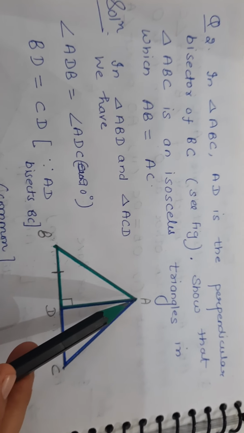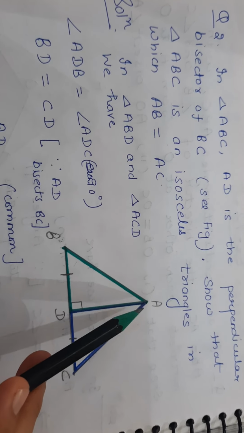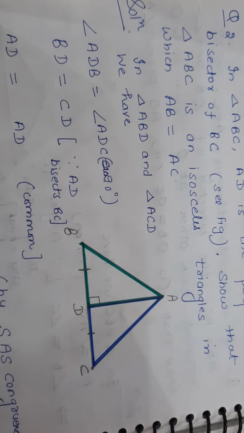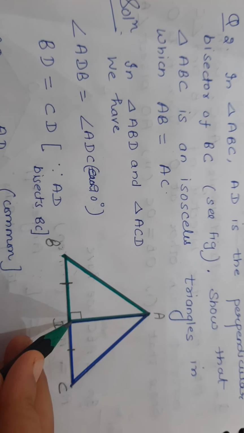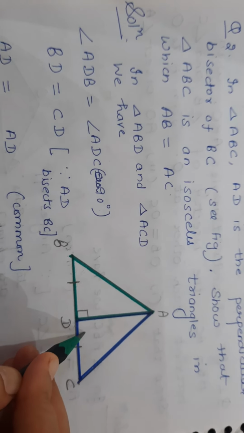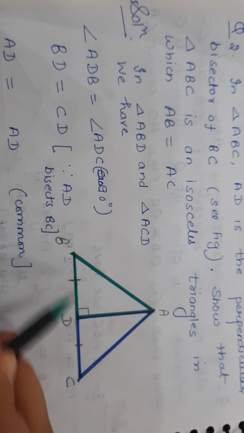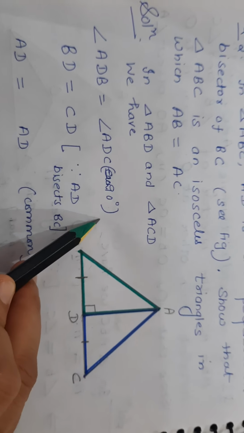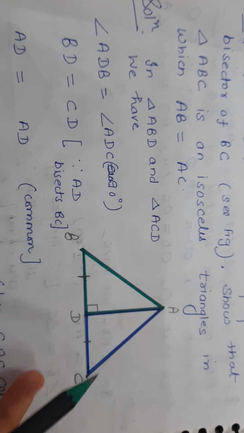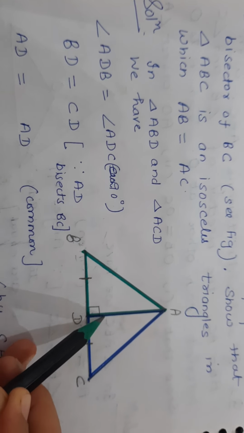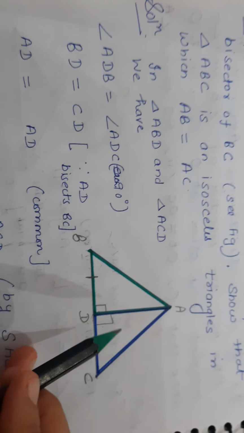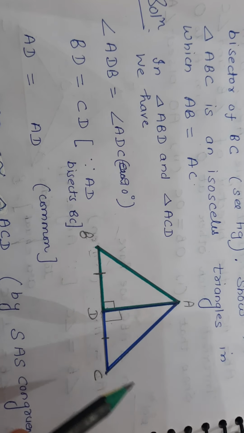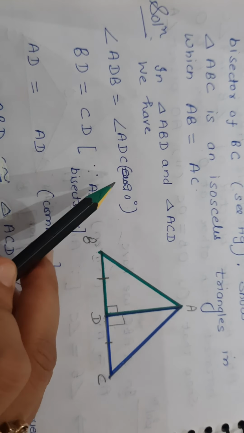So in triangle ABD and in triangle ACD, look here. The first part, AD is the perpendicular bisector. That means angle ADB is equal to angle ADC. Both are equal to 90 degrees because the AD line is perpendicular to BC. Or you can also write angle 1, angle 2. They are equal to 90 degrees each.